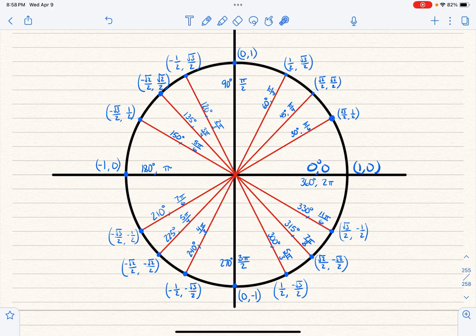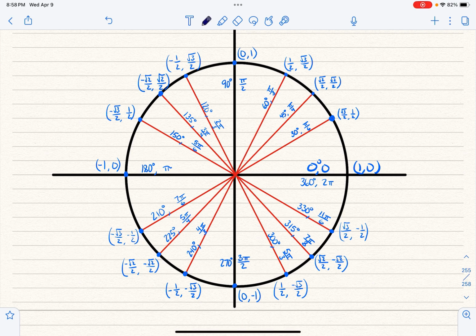So if I wanted to say, what is the sine of 60 degrees? The sine of 60 degrees is whatever the y coordinate is at 60 degrees. So the sine of 60 degrees is square root of 3 over 2, because square root of 3 over 2 is the y coordinate, and sine is connected with y. Likewise, if I wanted to know the cosine of 60 degrees, the cosine is connected to the x.